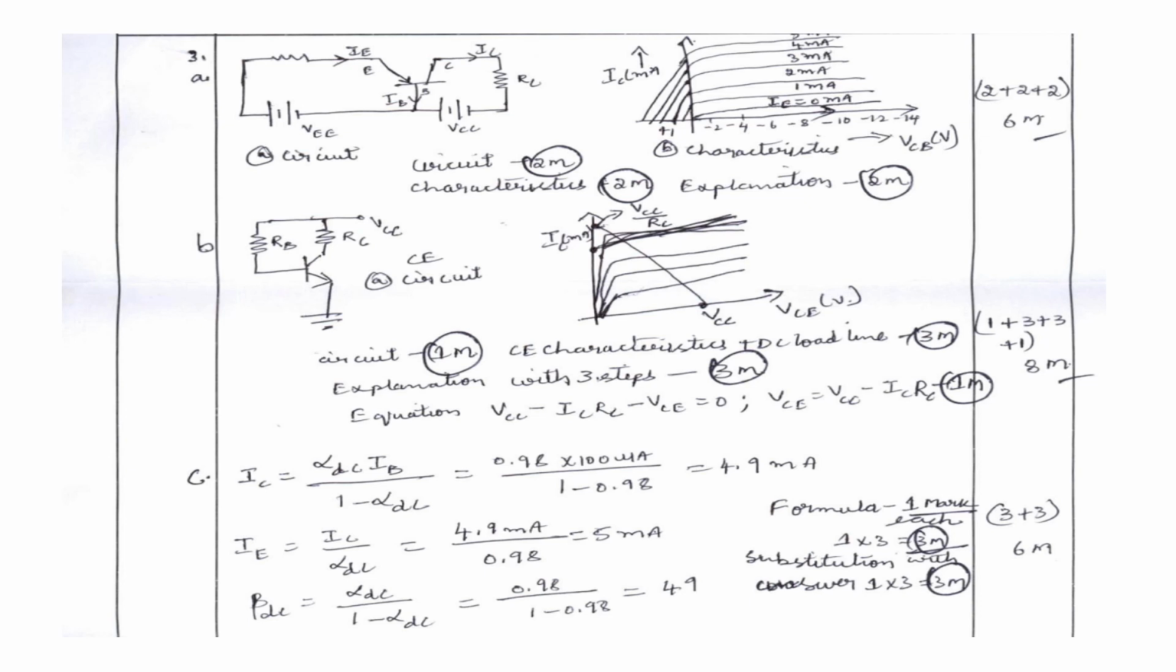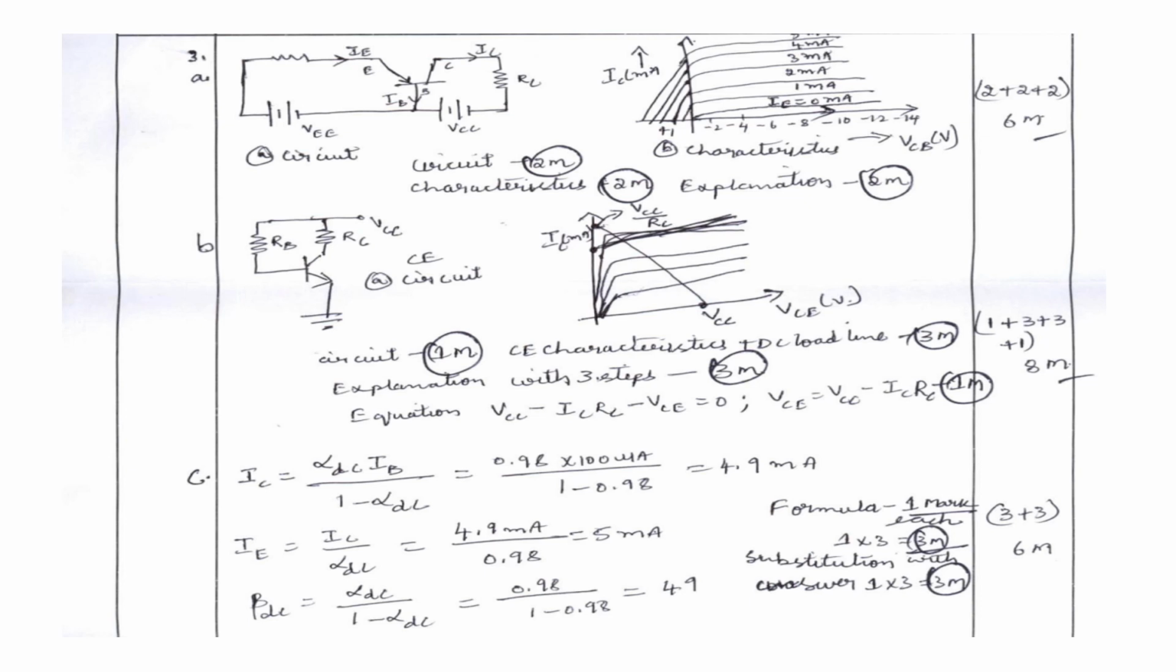And B question was DC load line, right? So the circuit carries 1 mark and the characteristics carries 3 marks. That is the output CE, common emitter characteristic, plus the DC load line characteristic. So totally it carries 3 marks, and explanation like how the DC load line and CE characteristics is formed. Explanation carries 3 marks, and the equation VCC minus IC RC minus VCE is equal to 0. So how, what is VCE? Finding out the equation carries 1 mark. So totally it is of 8 marks.